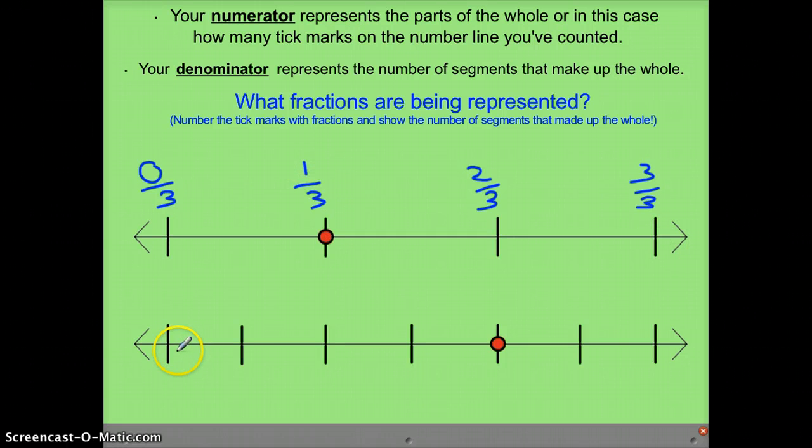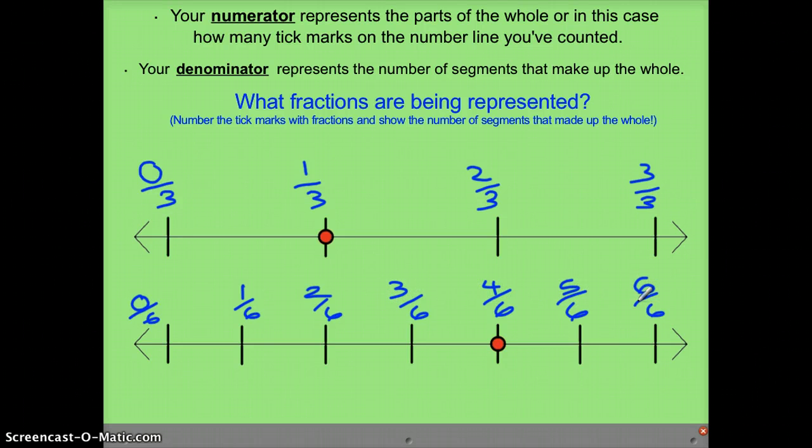I'll look at this one and count the segments. 1, 2, 3, 4, 5, 6. If there are 6 segments, that means my denominator will be 6. Every time it's going to be 6. Now I'm going to think, I'm always going to start at 0 and just count up.